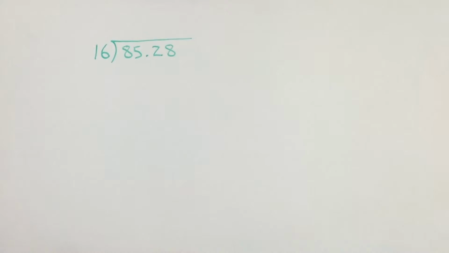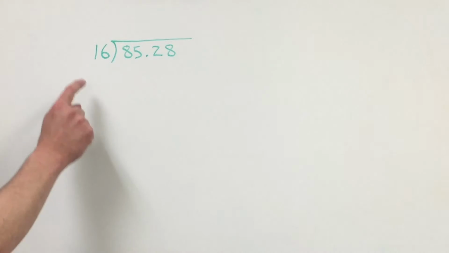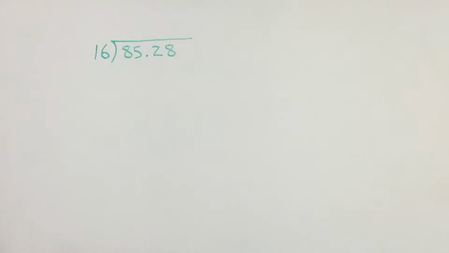Dividing with decimals can be tricky, so let's review that today. We'll start by looking at this problem, where the dividend is a decimal and the divisor is a whole number. Later, we'll look at a problem in which both the dividend and the divisor are decimals.